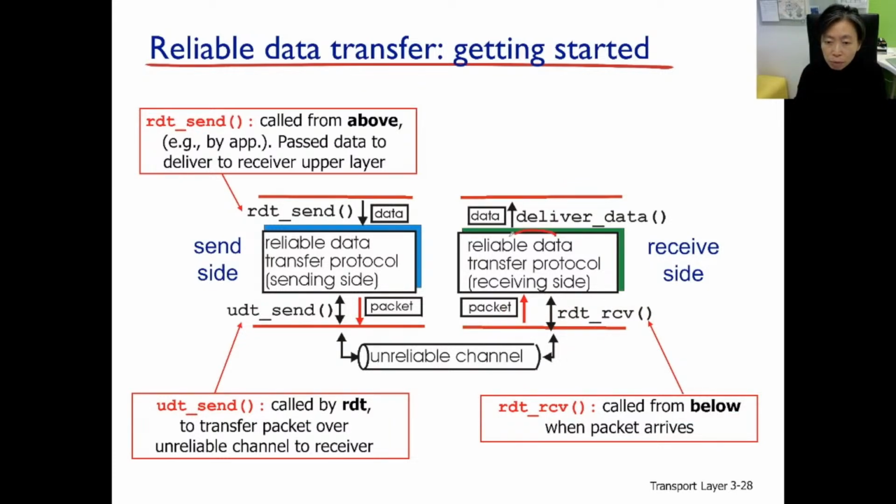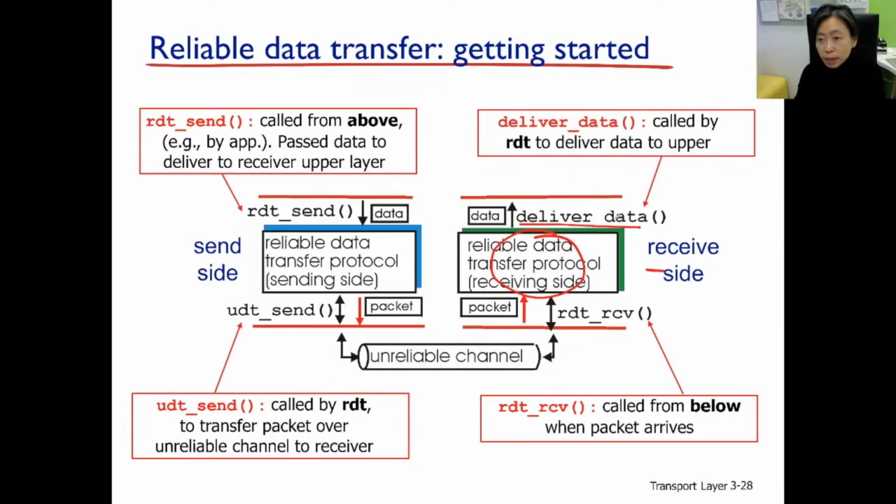Those packets will be processed here, and then the receiver side of the transport layer protocol is going to call yet another function, the receiver data function. This is called by RDT, the receiver side, to deliver data to the receiving process above. So data here is going to be passed above. So there are 4 function calls to refer to actions.